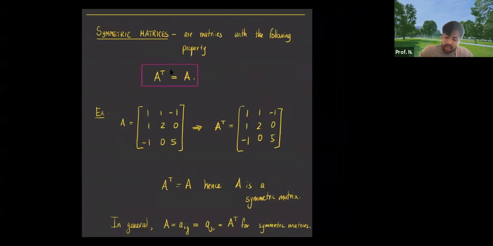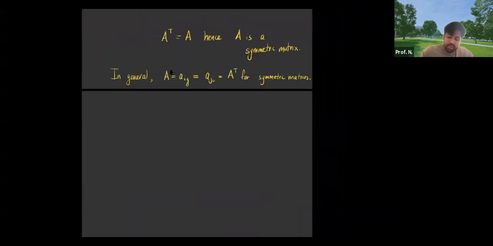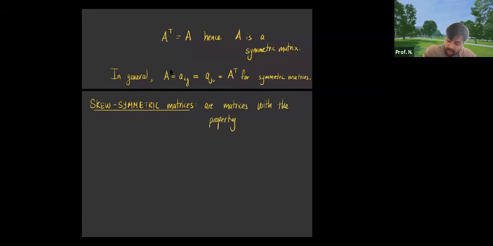And then you have this other scenario, what are called skew symmetric matrices, and these are a little similar. They're similar, but not quite the same. Skew symmetric matrices are matrices with the property that when you take the transpose of a skew symmetric matrix, it equals the negative of that matrix. So that's what it means to be skew symmetric.